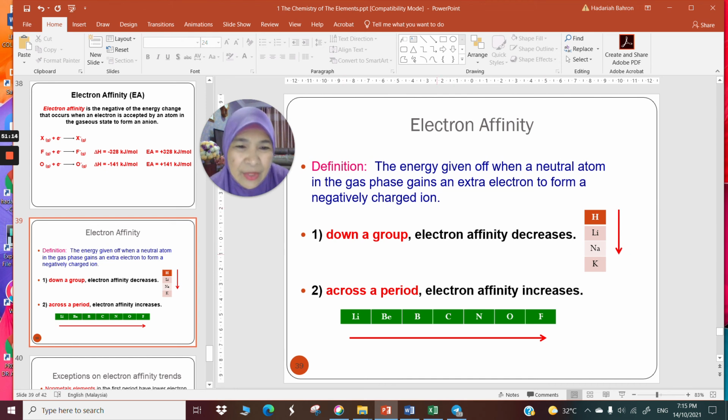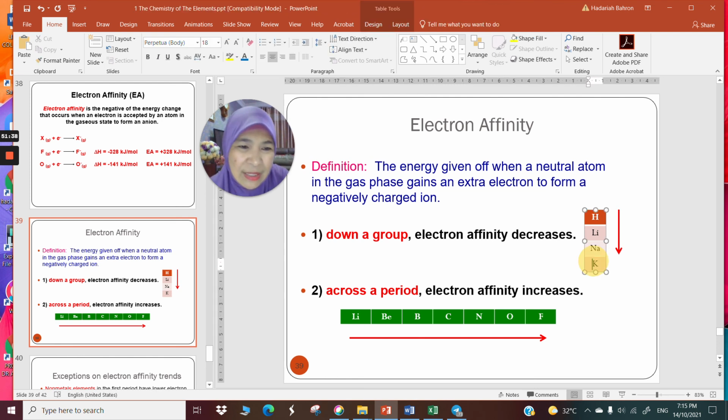So going down the group, electron affinity decreases. Why is that? Because the size becomes bigger. When the size becomes bigger, the nuclear charge is less felt. So if you want to add more electrons to it, it's not going to be very easy. So the liking of potassium for electrons is a lot less than hydrogen.